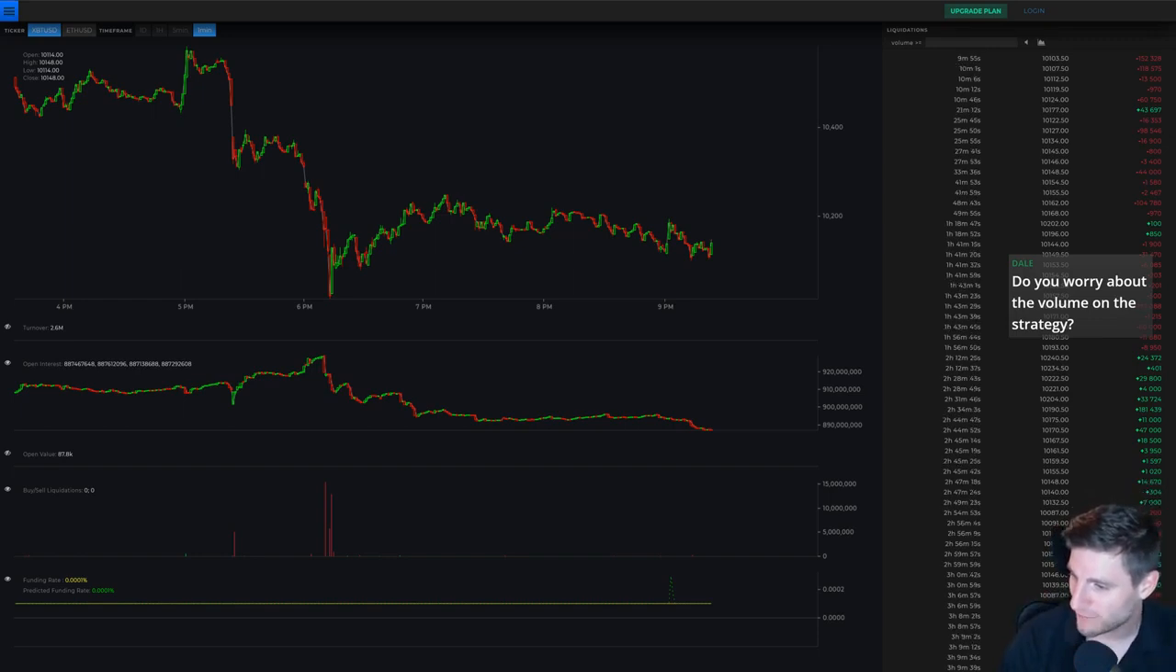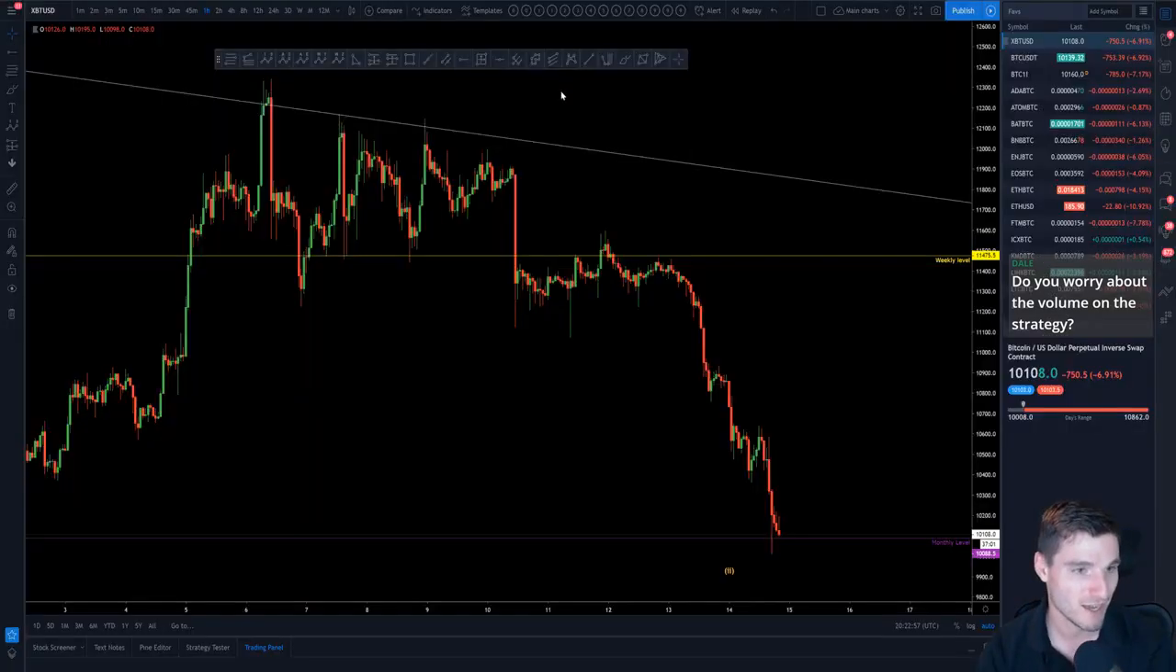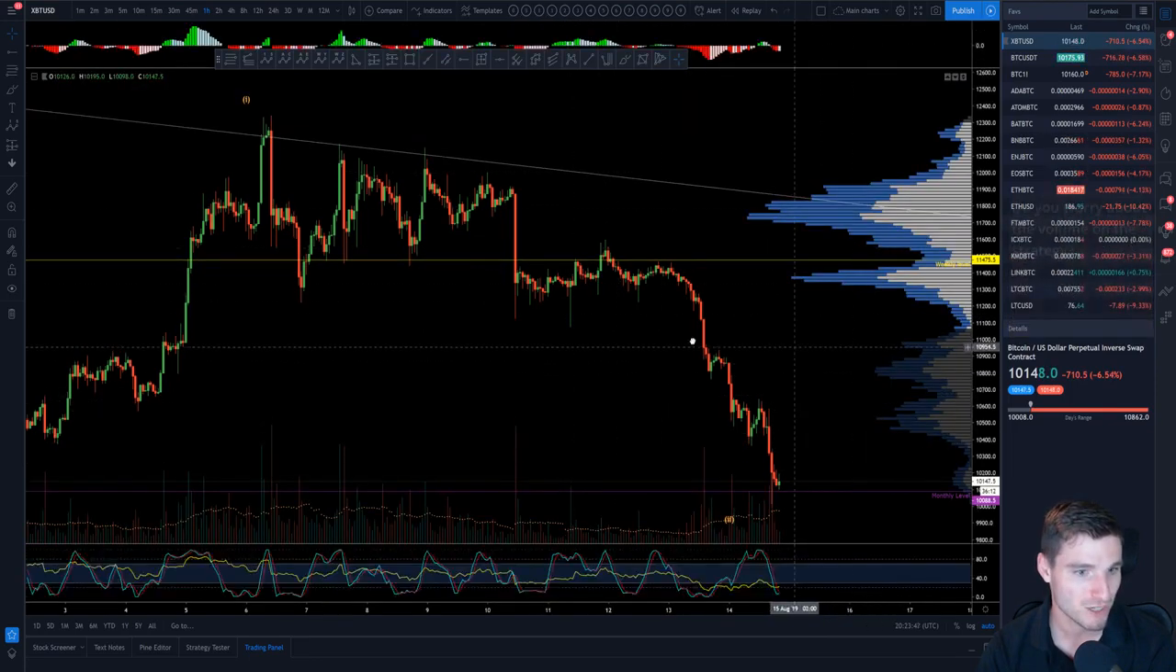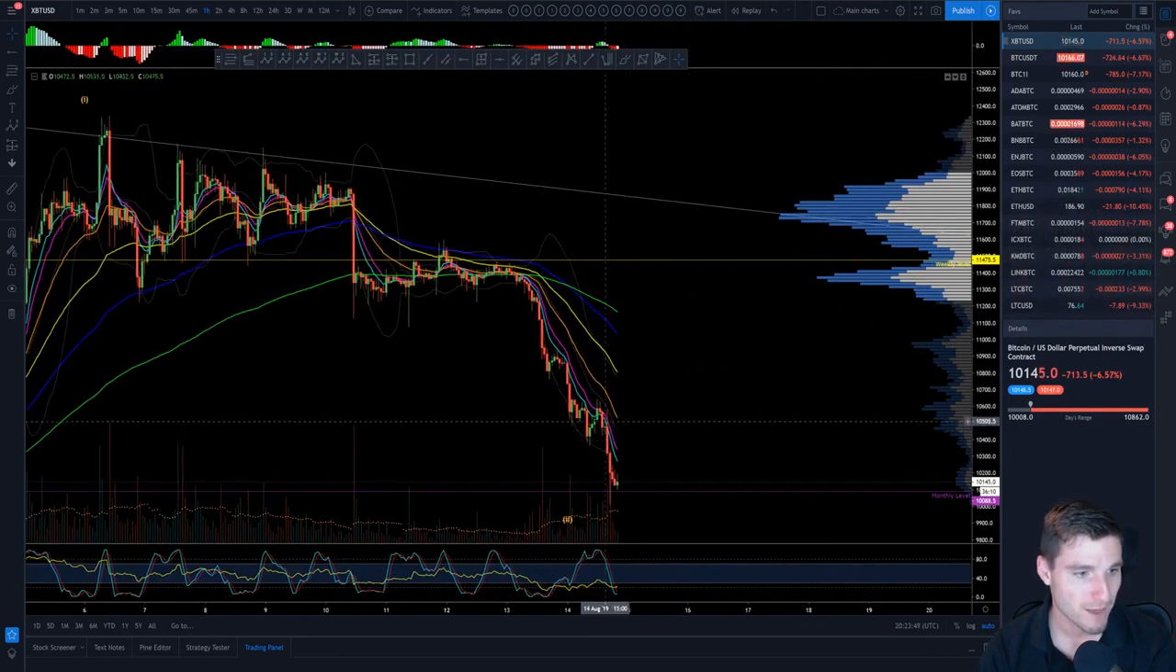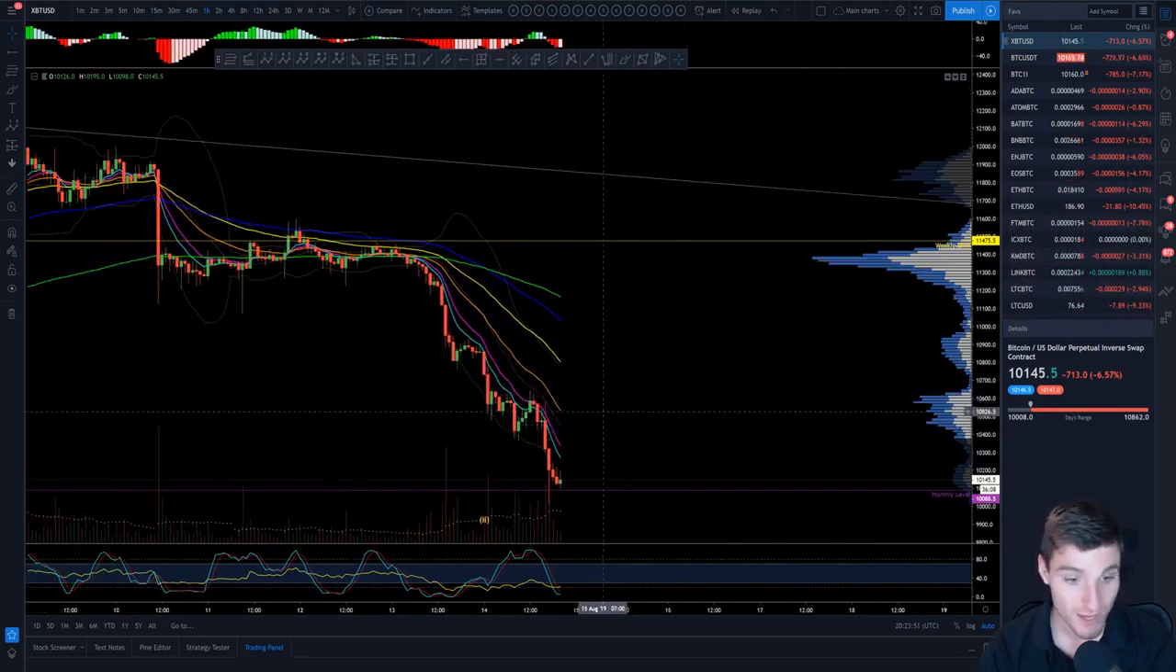Do you use market depth ratio? No, not really. Do you worry about volume in the strategy? No, also not really. I do have this one where I will occasionally flip to having it all on the chart and try to look for volume. But to be honest, it's not something I take into too much consideration.